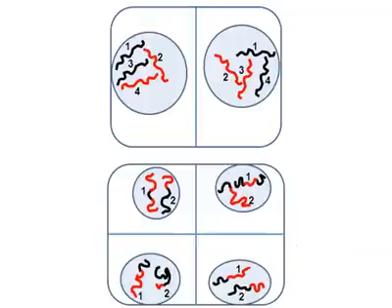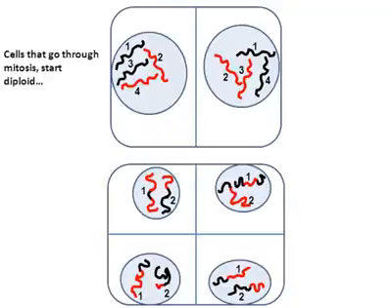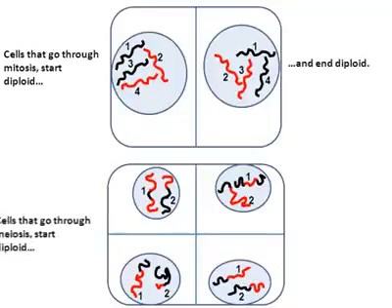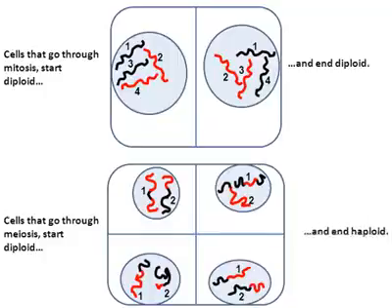And this really will conclude this video right here. So the cells on top went through mitosis, and cells that go through mitosis will start diploid and end diploid. But the cells on the bottom, cells that go through meiosis, will start diploid, but at the end they're going to have half the amount of chromatin and they're going to end haploid.